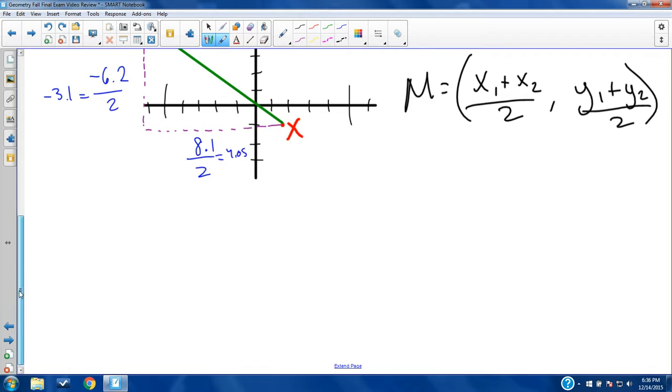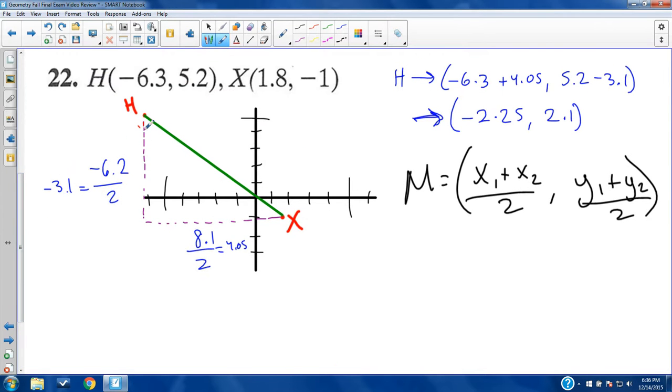What I had to do in this example was take half the distance. Half this distance, half this distance. That got me to this point over here. Which, hey, that's not bad. Negative 2.25, positive 2.1. So it makes sense, right? Where should your midpoint be in the second quadrant? I'm looking for that kind of answer. So you kind of know where your thing should be if you do graph it. That's kind of the good thing about it. So I have to take the average of my x values, the average of my y values.